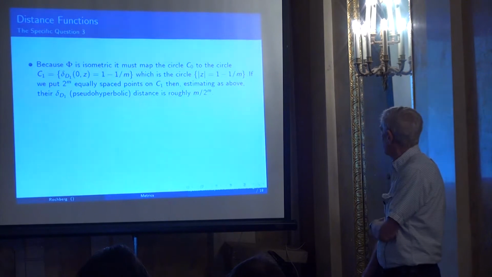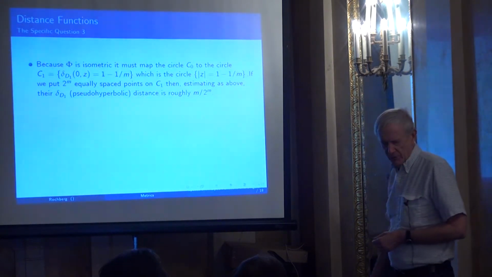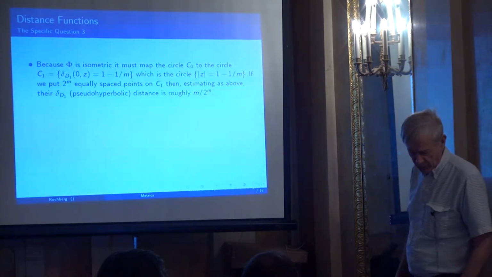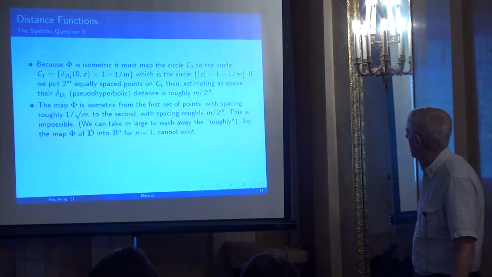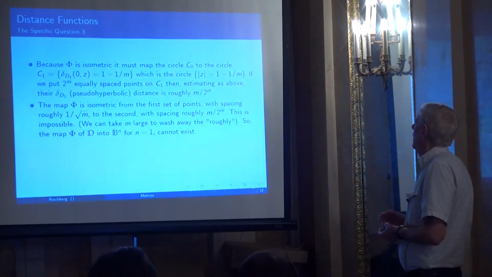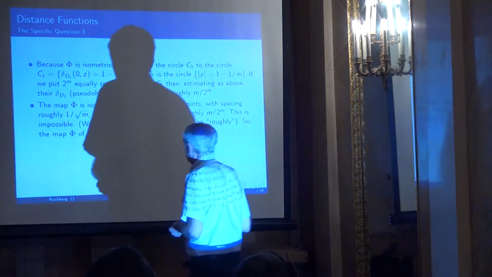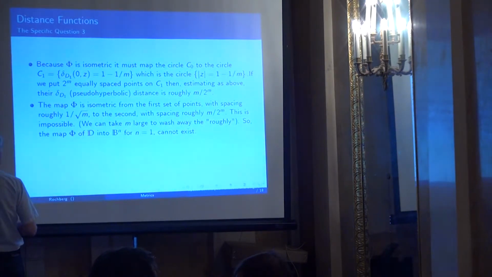Oh, yes. That's the Euclidean distance. M over 2 to the m is the Euclidean distance between the points times the hyperbolic density out there, the pseudo-hyperbolic density. And you get m over 2 to the m. Well, so what have we done? We've mapped isometrically a set of points with spacing from each other 1 over square root of m to a second set of points with spacing m over 2 to the m. And we were free to take m large.